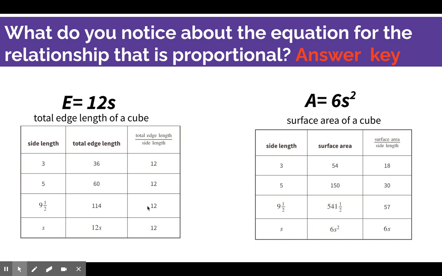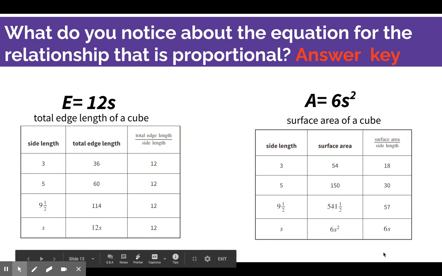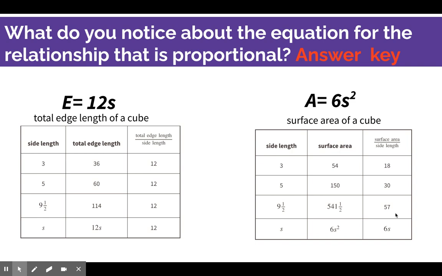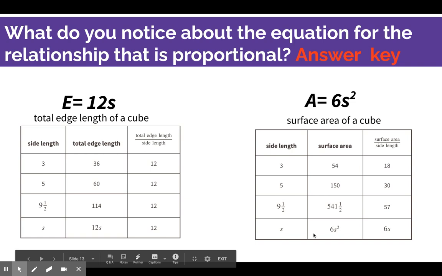Now, when I look at the second table, I get a whole bunch of different numbers. None of these are the same, none of these are consistent. Therefore, this is not a proportional relationship. Okay? So hopefully that makes more sense.